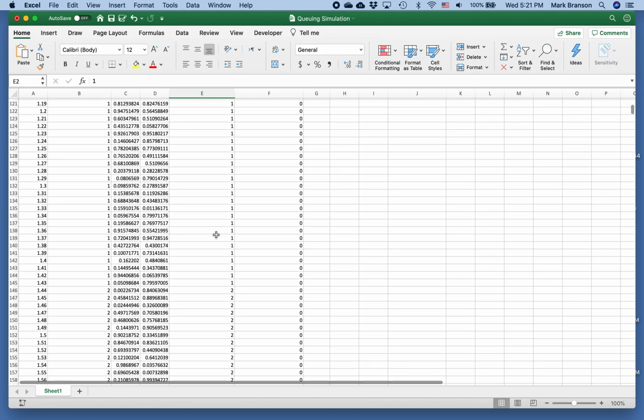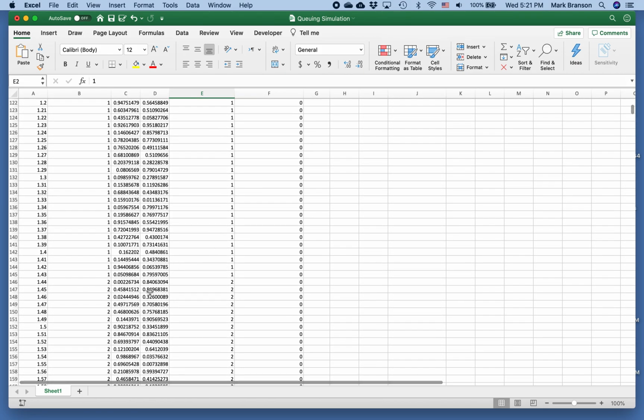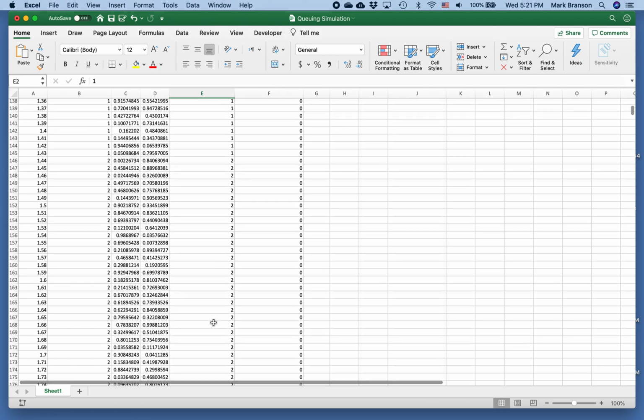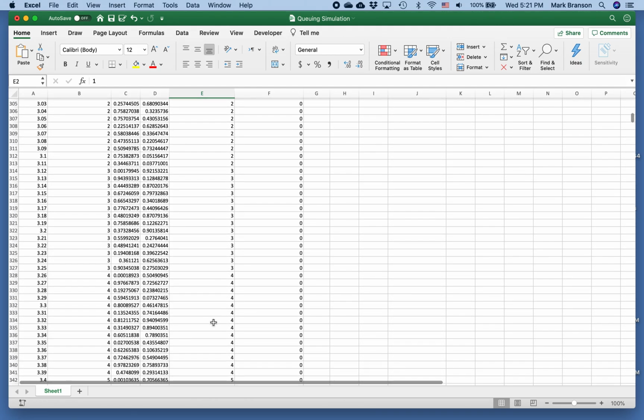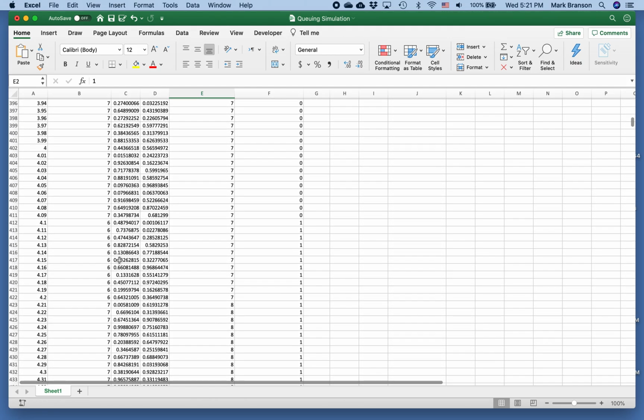Oh, and then at some point, at 1.45, a second person arrives. And so now two people have entered. There are two people in the queue. At 4.1 minutes, which is going to be in row 410, or no, sorry, a little bit later, 412, you can see the first person leaves. So we go from having seven people in the queue to six people in the queue. So one person has now left.